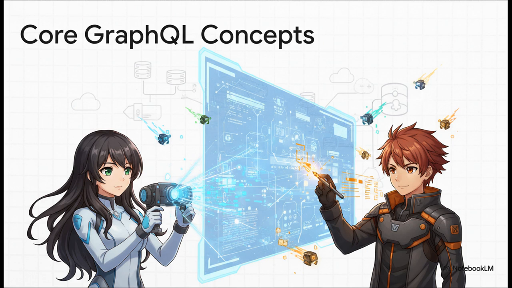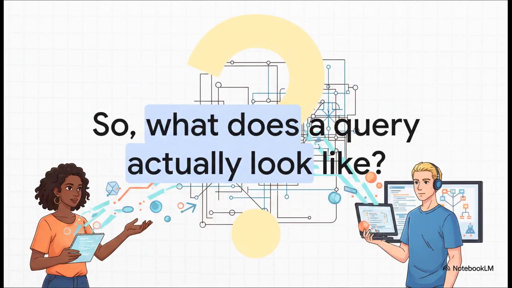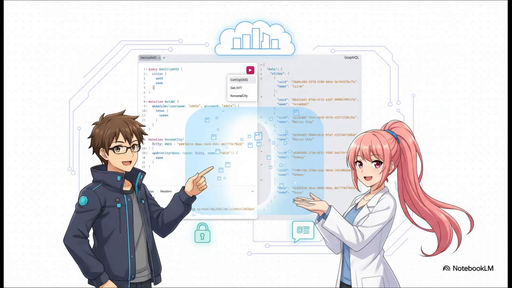Each resolver is just a function that knows how to fetch the data for one specific field, whether that data lives in a database, another API, or anywhere else. All right, that all sounds great in theory, but let's make it real. What does it actually look like when an app asks for data using GraphQL? And here we go, check this out.